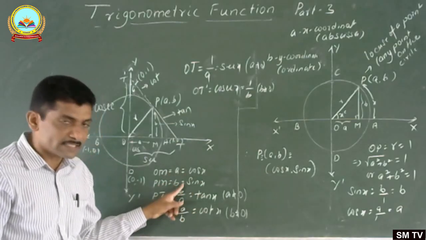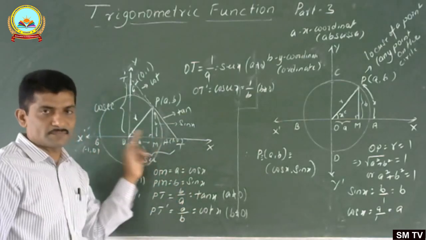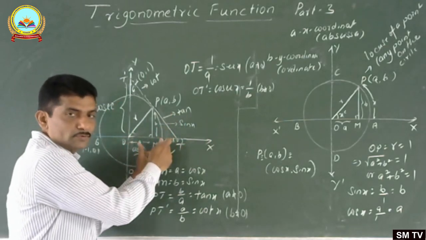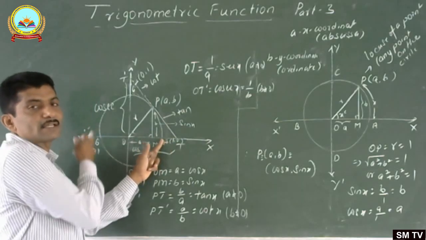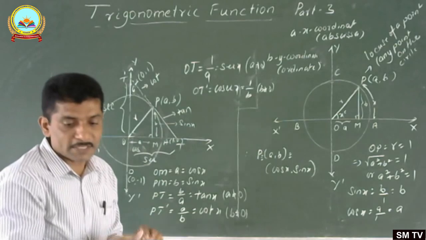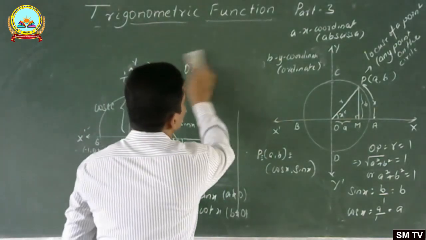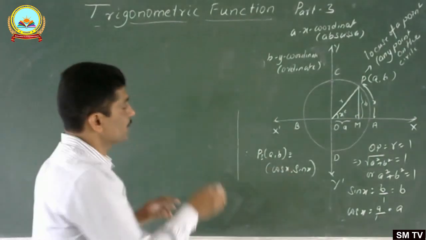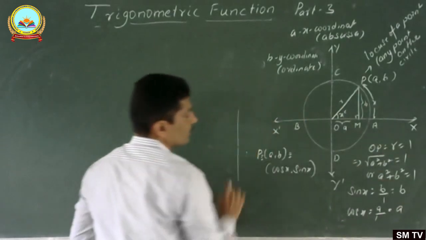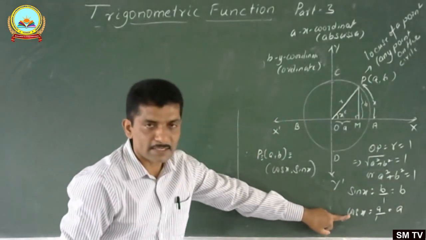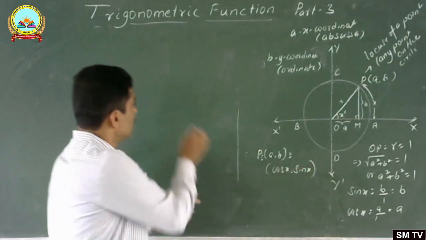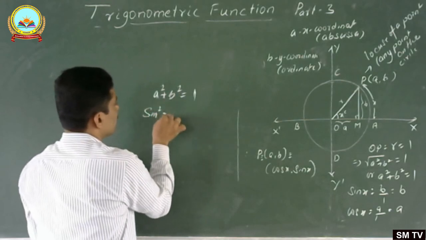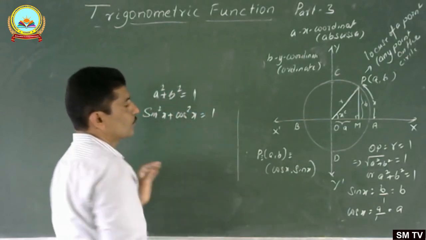Sin x and cos x are defined from minus 1 to plus 1. And secant x and cosecant x are greater than plus 1 including 1 and less than minus 1 including minus 1. Therefore, remember, you can prove this using inequalities also. You know the result: a square plus b square is always equal to 1, where a means cos x and b means sin x. It means sin square x plus cos square x is equal to 1.